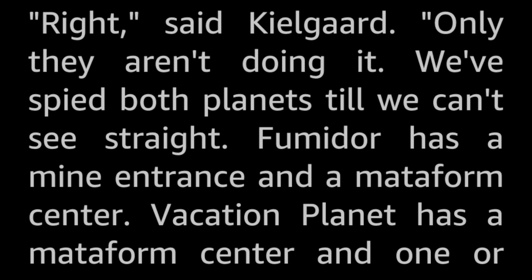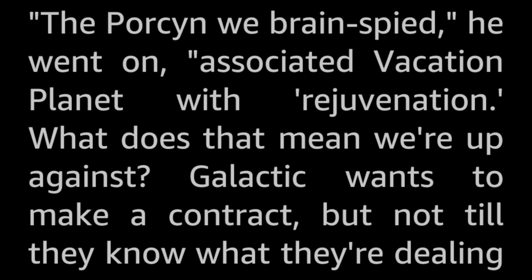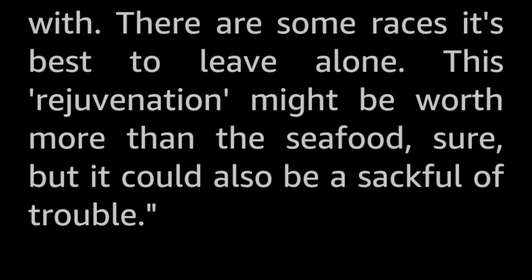"We've spied both planets till we can't see straight. Fumidor has a mine entrance and a matterform center. Vacation Planet has a matterform center and 1 or 2 big buildings. And that's it. There's no emigration from Porcys to the other 2 planets. Instead, there's a sort of cycling flow from Porcys to Vacation Planet to Fumidor to Porcys. Why? The Porcyon we brain-spied," he went on, "associated Vacation Planet with rejuvenation. What does that mean we're up against? Galactic wants to make a contract, but not till they know what they're dealing with. There are some races it's best to leave alone."